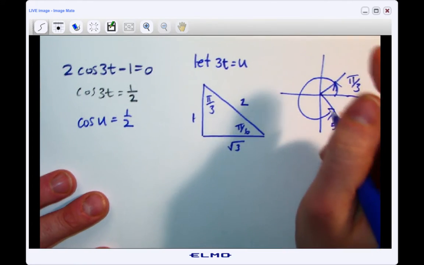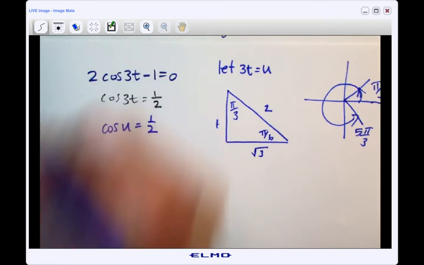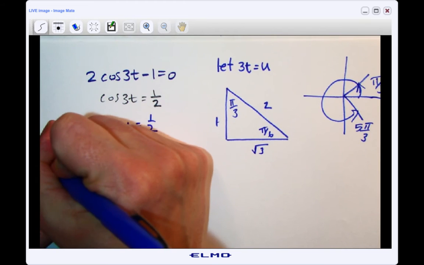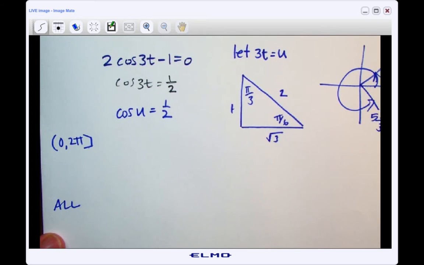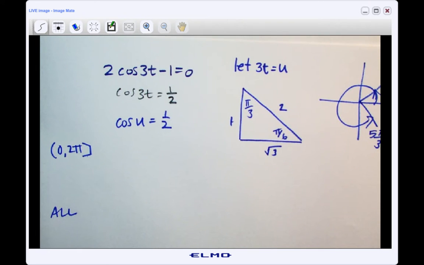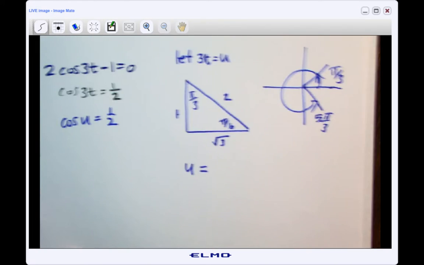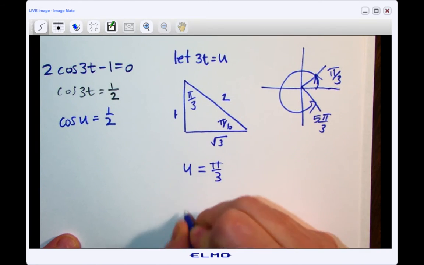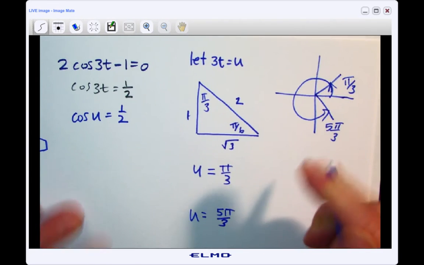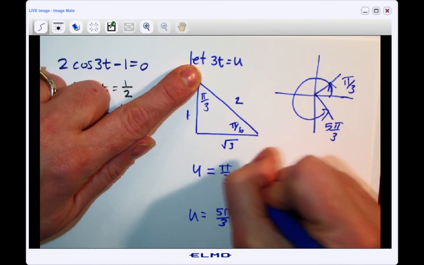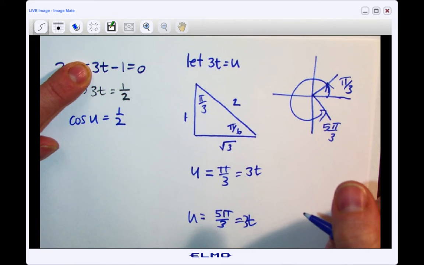All right. Now, once again, we're going to do this one both ways. The first one that we're going to do is between 0 and 2 pi, and then we'll do all solutions, okay? So between 0 and 2 pi, I know that u is equal to pi over 3, and u is equal to 5 pi over 3. That's what u is equal to. But u is actually equal to 3t, and t is the thing I really want to solve for in my equation, right?